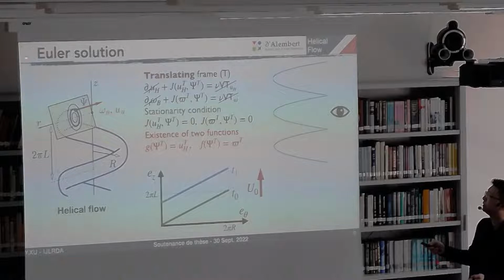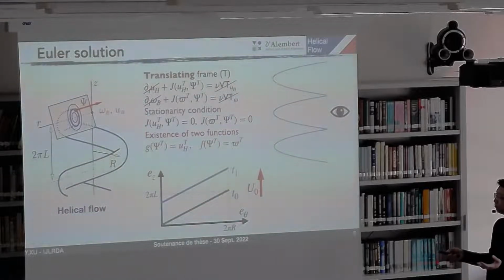In the same way, we're looking for another solution, and we're neglecting the viscosity term. It's stationary, so the term dependent on time is 0, which leaves us these two conditions for the stationary flow. This means that for a helically stationary flow, there must exist two functions, where the UH and the bar omega are a uniform function of the stream function psi.